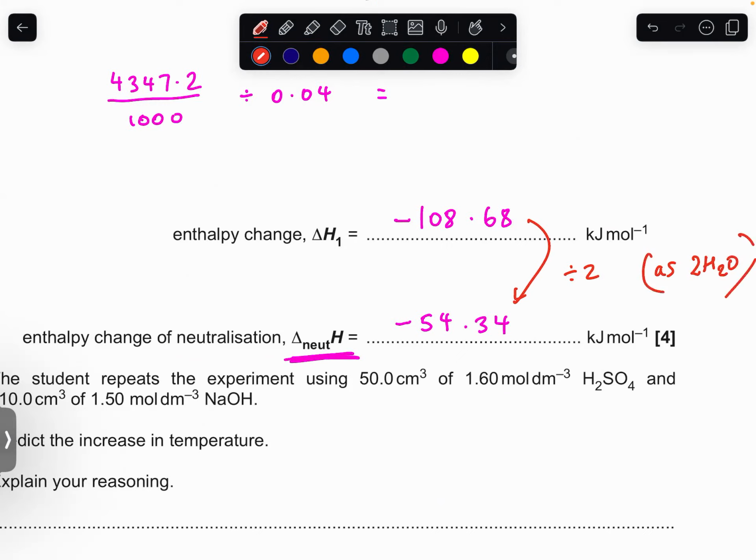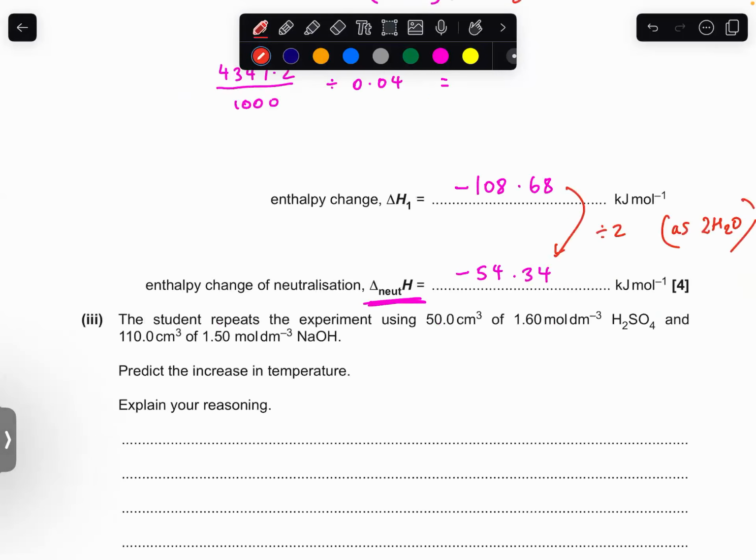Okay, let's just look at the mark scheme if that supports it. In the mark scheme, there's a separate mark. If you got everything wrong, but you got the sign right, you get 1 mark. Yeah, such a very easy mark to get. So please be mindful of that. Yep, minus 54.34 is your answer.